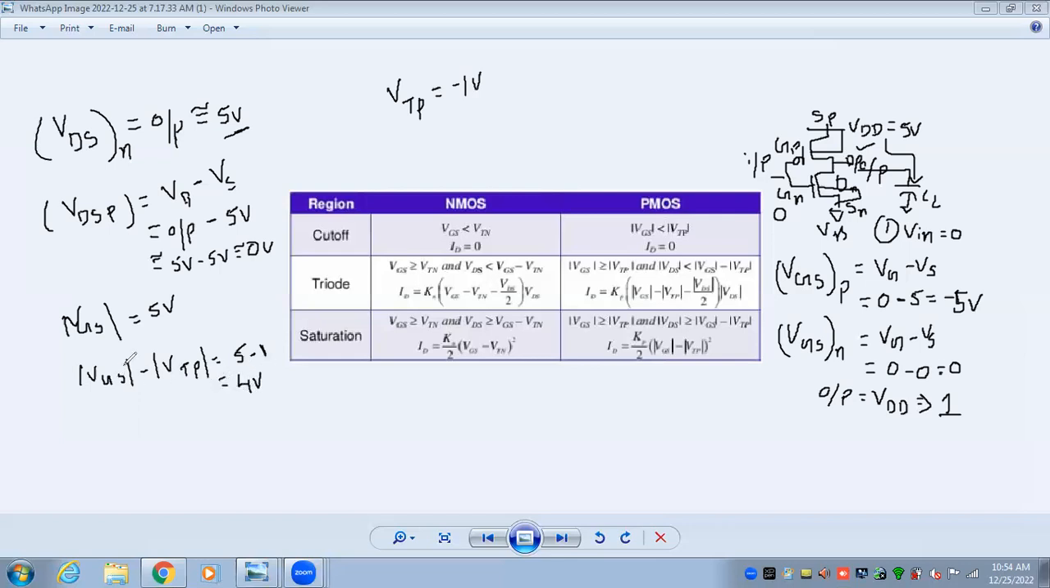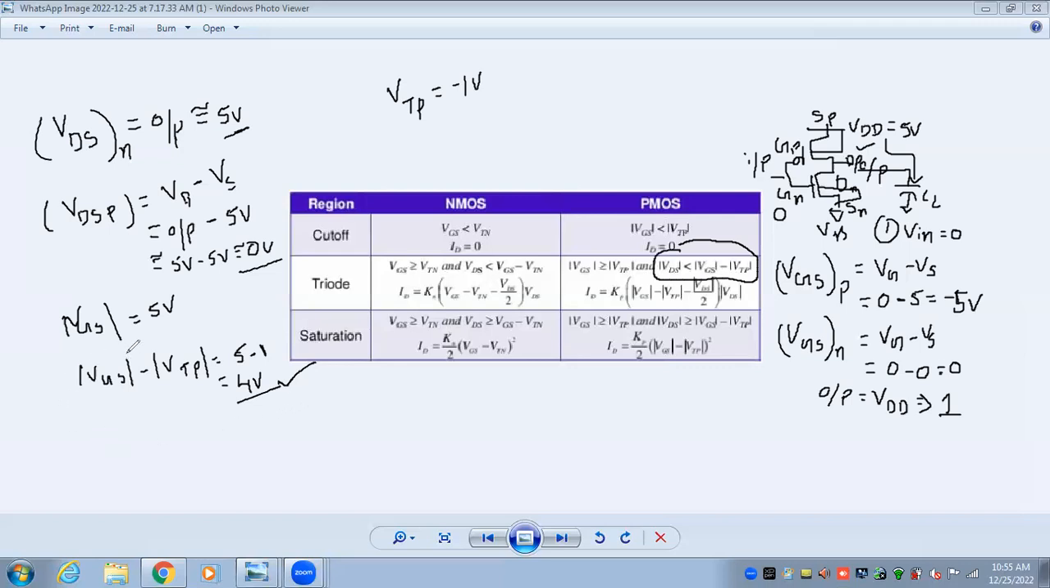So if you compare here, VDS is 0, which is less than mod VGS minus mod VTP. That condition is satisfied. That is the second region of operation, the non-saturation region. The PMOS transistor operates in non-saturation region.